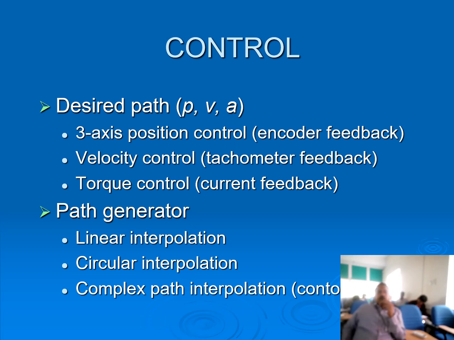Now, number 2 is the path generator. The tool has to travel in a path to machine the component. That is possible by linear interpolation, circular interpolation, or complex path interpolation. Using this, we can generate the path for the design.